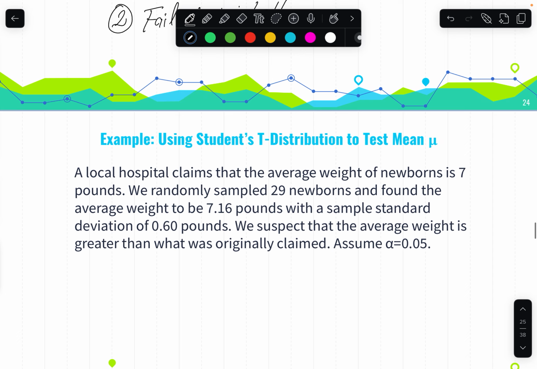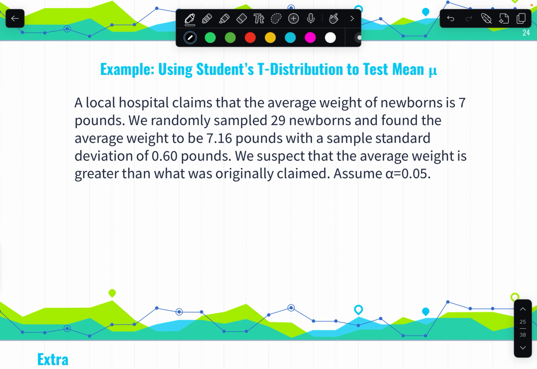Now that we had that refresher, let's go in and actually do one of these problems. A local hospital claims that the average weight of newborns is 7 pounds. We randomly sampled 29 newborns and found the average weight to be 7.16 pounds with a sample standard deviation of 0.6 pounds. We suspect that the average weight is greater than what was originally claimed. Assume an alpha of 0.05, or a level of significance of 0.05. Okay, well, that was a lot.